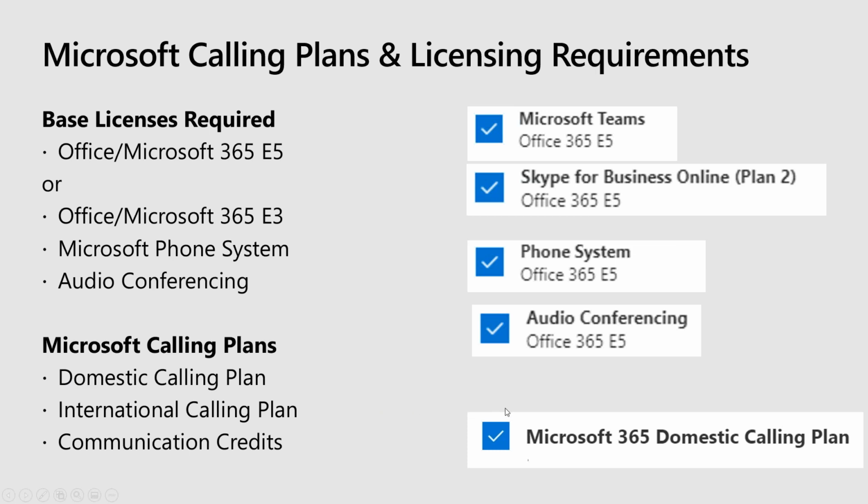But not sure if you have seen the announcement, Microsoft is adding the Microsoft 365 domestic calling plan to the E5 license. So that means all the E5 licenses, I believe starting August 1st, will receive the Microsoft domestic calling plan for free. So essentially making the E5 even cheaper, I would say, by $5-6. So that is really interesting to see Microsoft adding those domestic calling plan minutes to the E5 license.